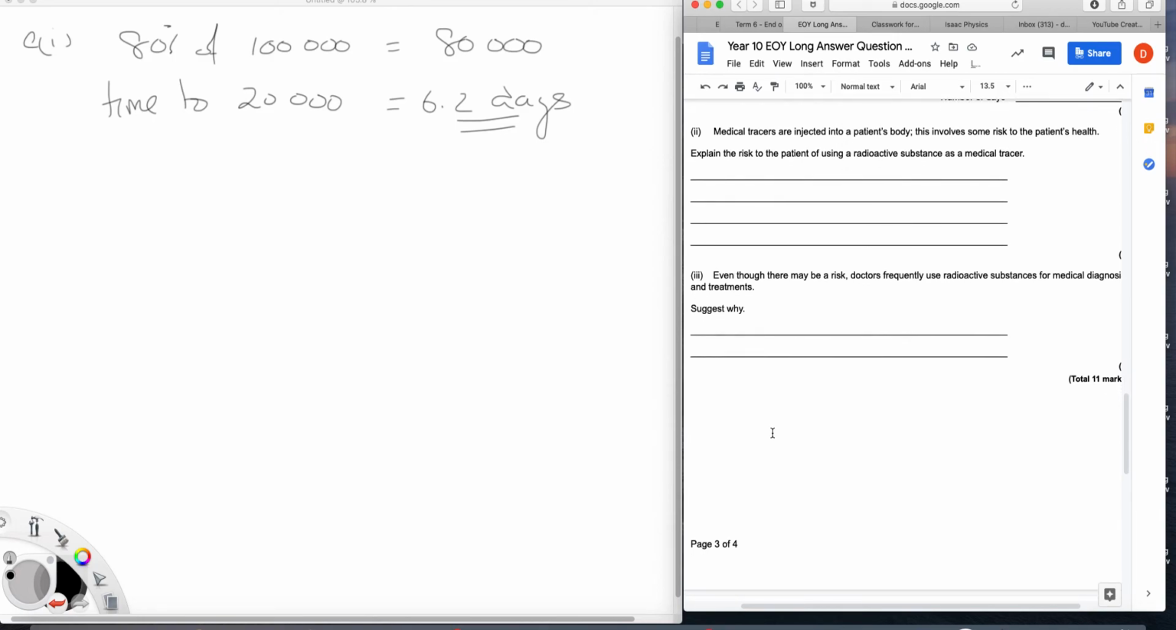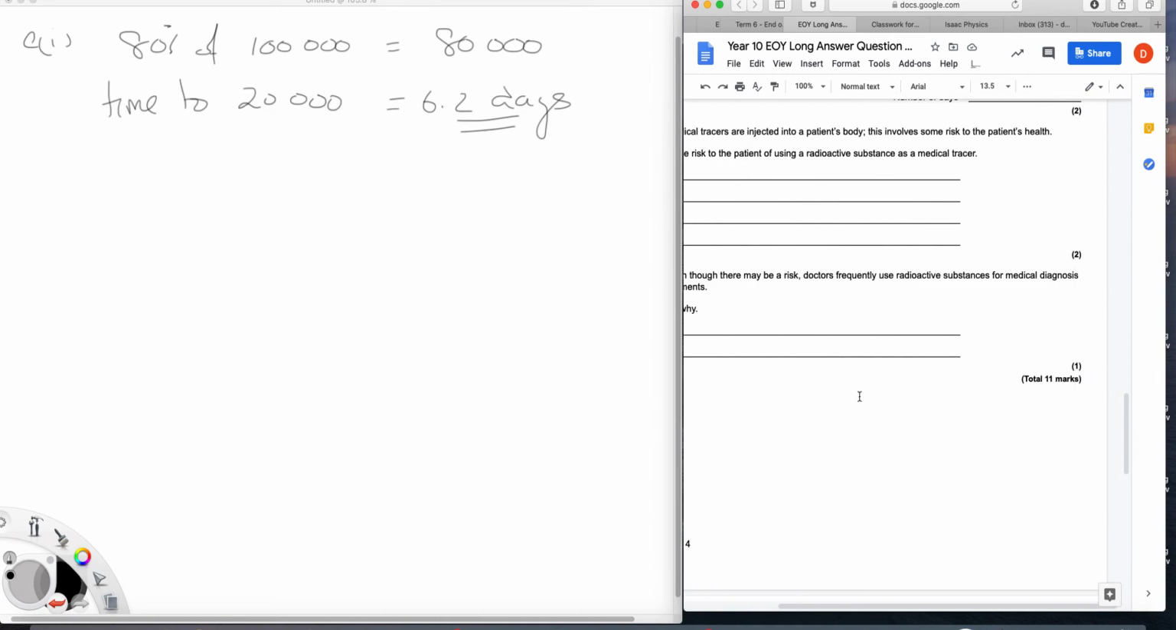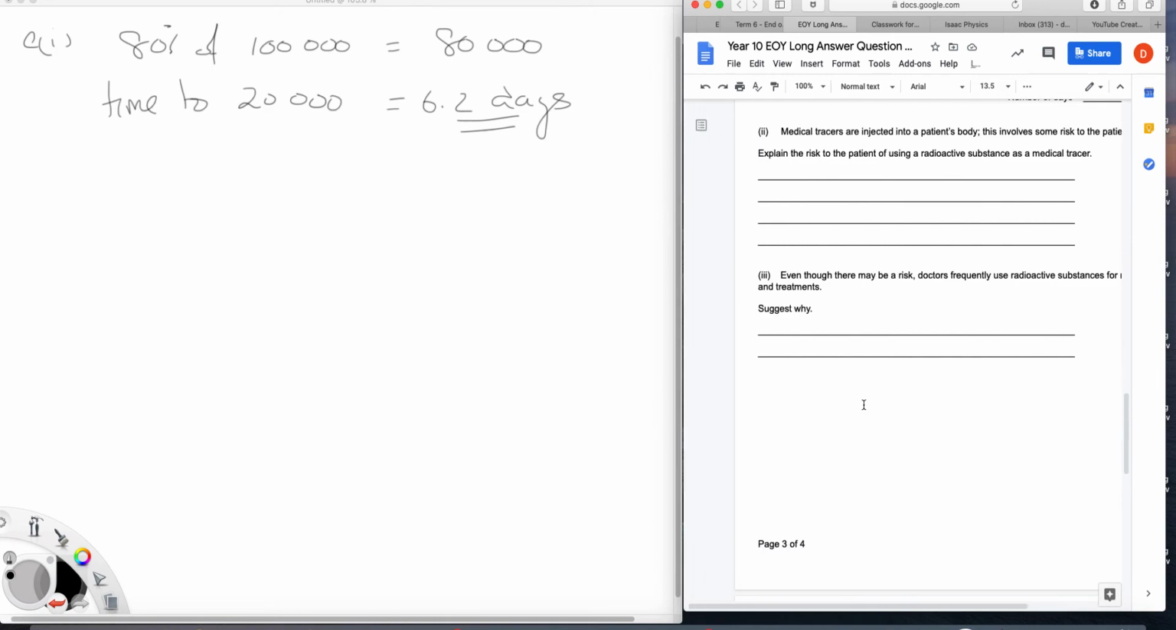Medical tracers are injected into a patient's body. This involves some risk to the patient's health. Explain the risk to the patient of using a radioactive substance as a medical tracer. And we have 2 marks.